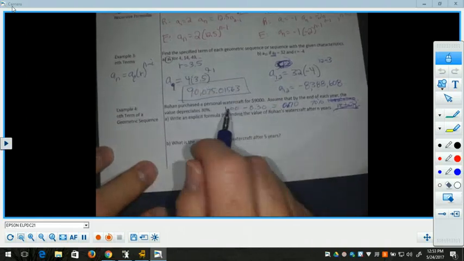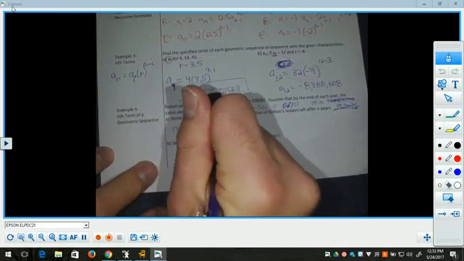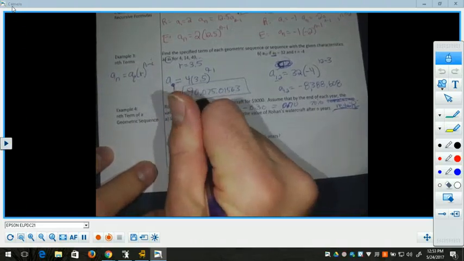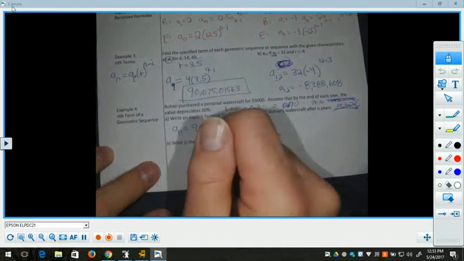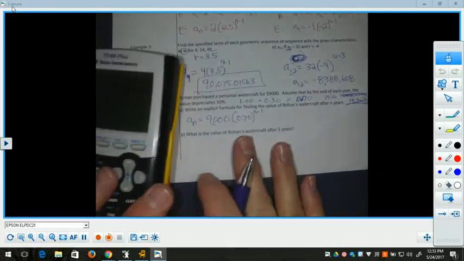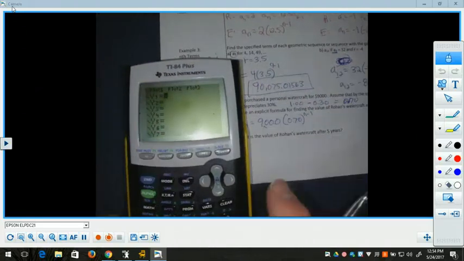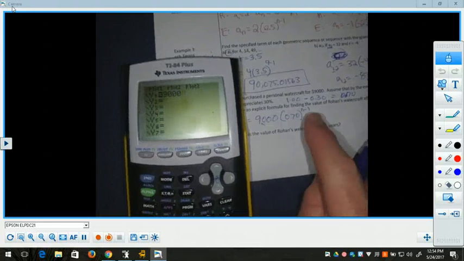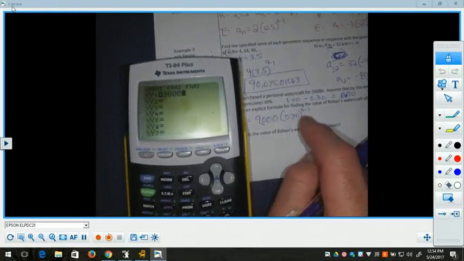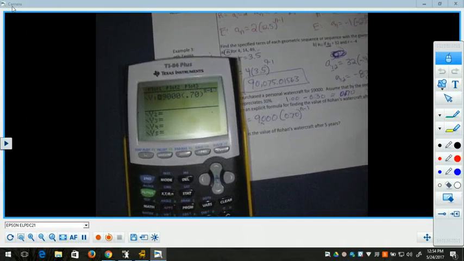So our initial amount was $9,000. So 9,000 is the a sub 1. And our value of r is 0.70, and we put n minus 1. Now when I put this in my calculator, I'm going to put it in the y equals. What I should see is that when I put in 0, it should be worth 9,000, but let's look at this. 9,000 by 0.70 to the x minus 1.